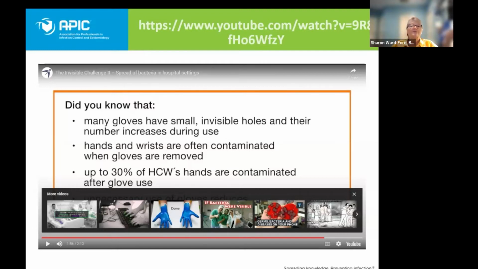Gloves don't completely protect against hand contamination. Pathogens can get on healthcare personnel hands by small defects in gloves or by contamination of those hands during glove removal. That's why hand hygiene is needed after glove removal.